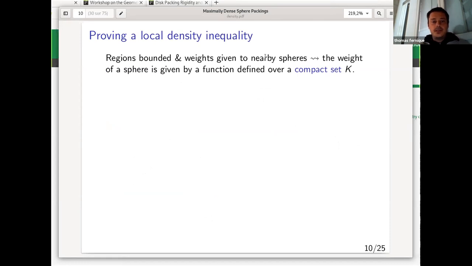And how can you prove a local density inequality? The point is that since your regions, your cells, are bounded and the weights are just given to nearby spheres, then to compute the weight received by a sphere, remember that you want to show that each sphere gets a weight no less than some constant beta, you just have to look around you. Around you, it means on some compact set, there is a compact set of possible configurations. You have to describe the coordinates of each possible neighbor sphere and region which gives you weight. It can be huge, and actually it is often huge, but there are finitely many coordinates. They range in a compact set. So all in all, you have just a function over a compact set, and you have to prove that this function is more than the beta that you want.